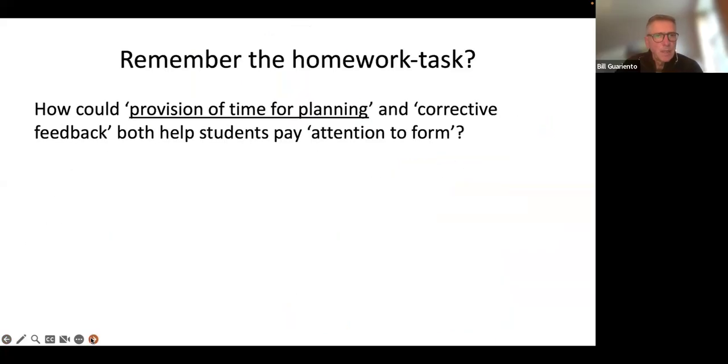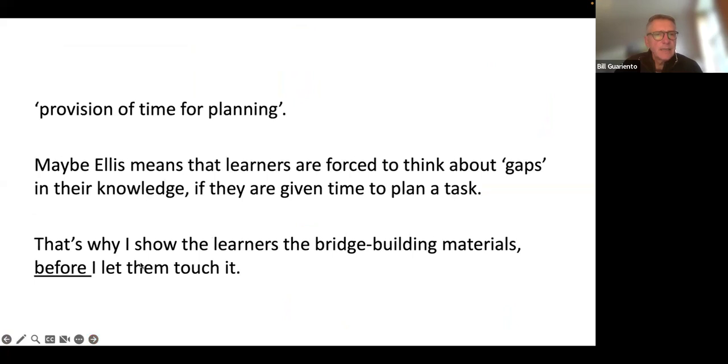Fantastic answer. Good. That's why I show the learners the bridge building materials before I let them touch the materials. Because if they touch the materials, they immediately start to build the bridge. There is no talking. There is no listening. Okay? But as Mai says, if learners are forced to think about the gaps in their knowledge, then it will help them to concentrate on the language that they plan to use.